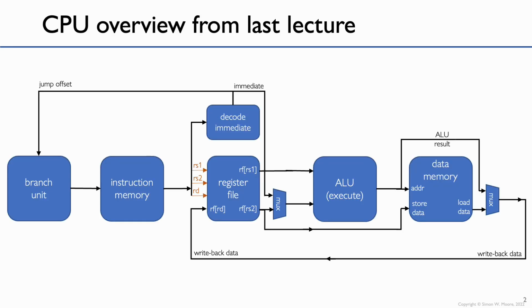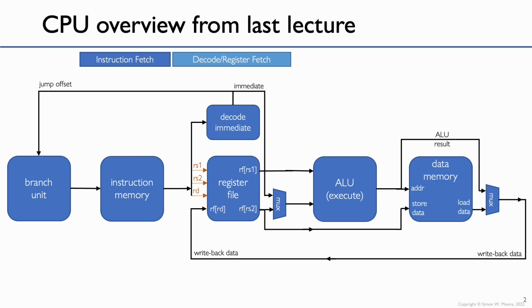Let's review the sequential pipeline that we were using in the last lecture. Here I've just got the data path components, and we can see that we've got an instruction fetch phase where we fetch the instruction from the instruction memory with the program counter provided by the branch unit. We then move into the decode / register fetch stage where we decode the immediate, we decode the instruction, although I'm not showing the control logic here.